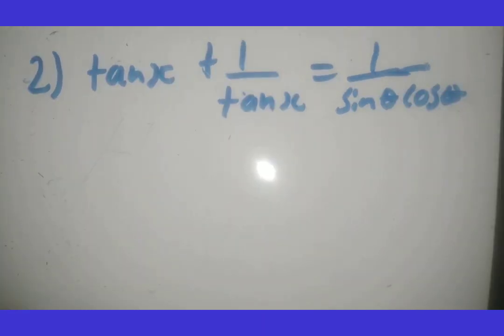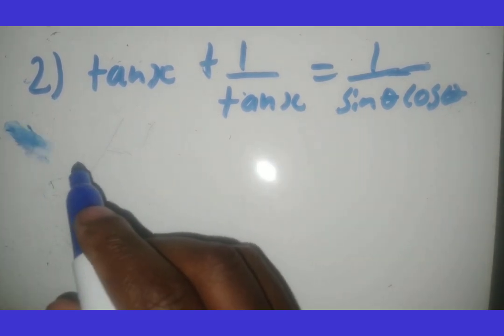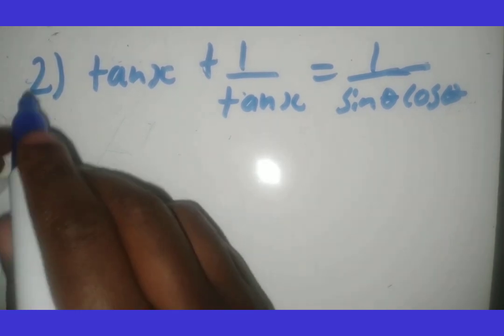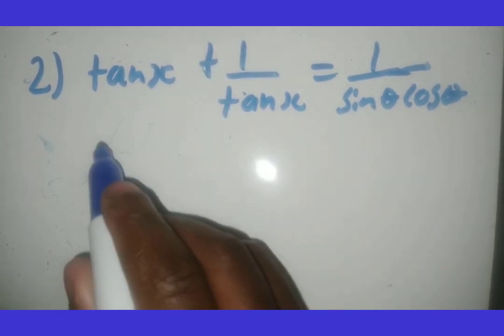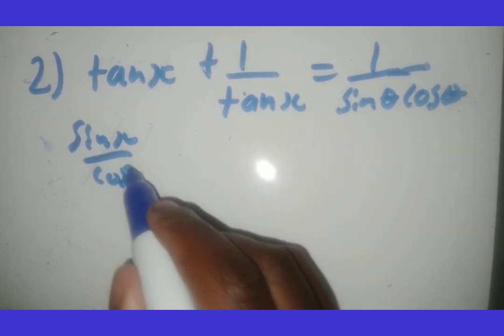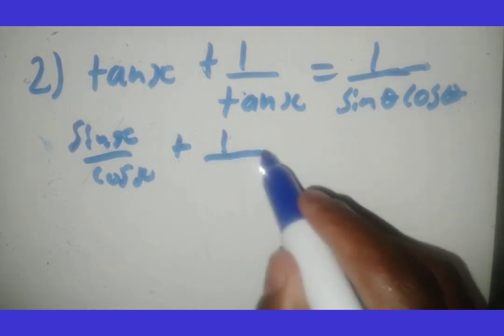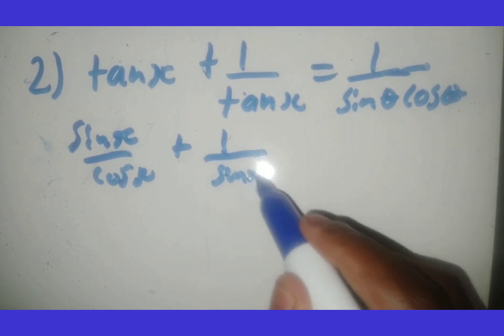Okay, here is another example. My advice is the minute you see tan in trigonometry, deal with it. Don't give it time. So we know tan is sine over cos. This is just the numbering. I hope you are aware that this is just a numbering. This does not play part of this. So then tan is sine over cos. Then this becomes 1 over sine over cos.